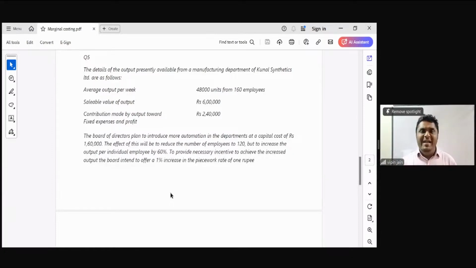Again, I will be discussing this question, but I want you guys to use your brain and try to solve this question, assuming it's a new question. Nothing related to key factor or limiting factor. Take it as an independent question and try to solve it. So waiting for your answers, guys.